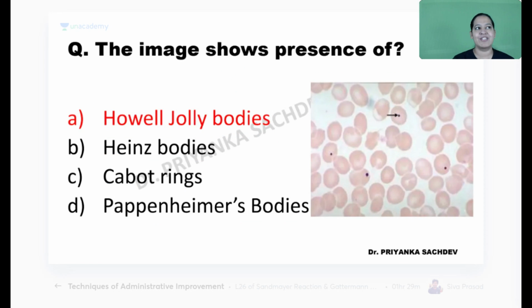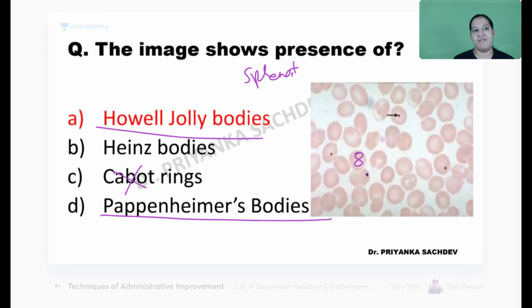What are Howell Jolly bodies actually? The question is more specific if some history is given. Patient has undergone splenectomy, then the answer is confirmed. It is not Cabot ring. Cabot ring is in the form of an 8 ring. It is not Pappenheimer body. Pappenheimer body is always at the periphery.